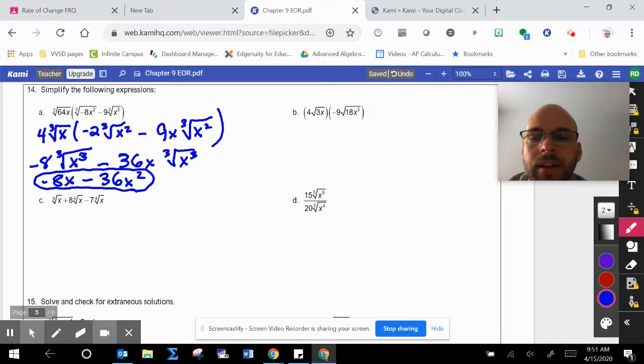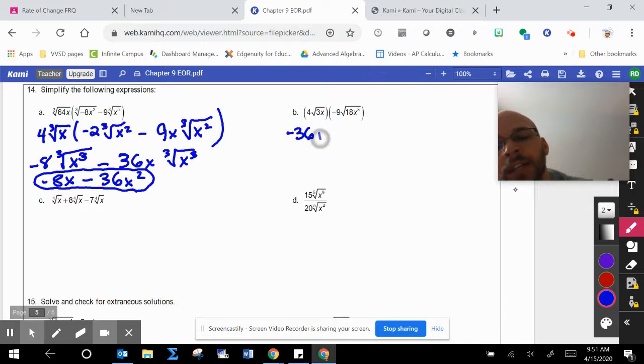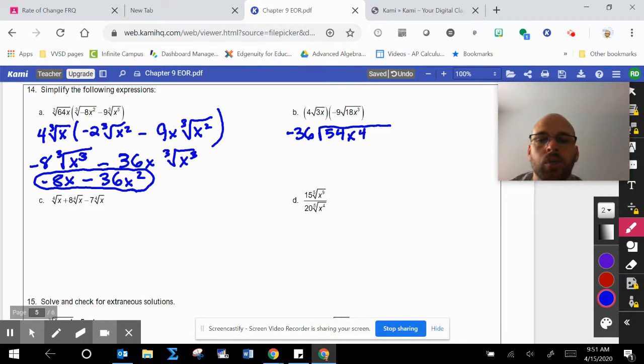Okay, let's take a look at something that's a little bit more realistic. For part B, I have 2 radicals that are going to be multiplied together. So I'm going to multiply their outside pieces. 4 times -9 is going to be a -36. And then I'm going to multiply their inside pieces. 3 times 18, and you can use your calculator here, is 54. And then x times x to the third is going to give me a total of 4 x's under the radical.